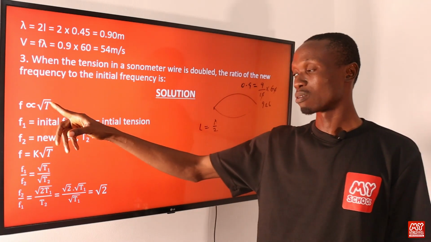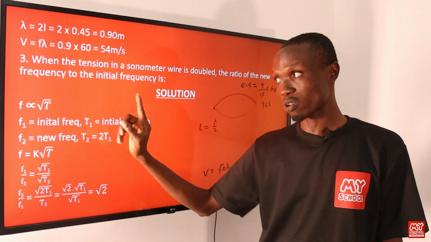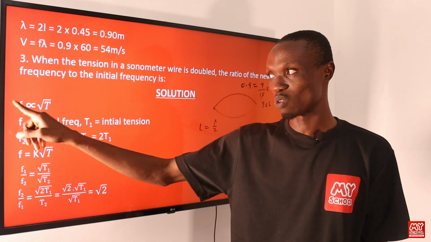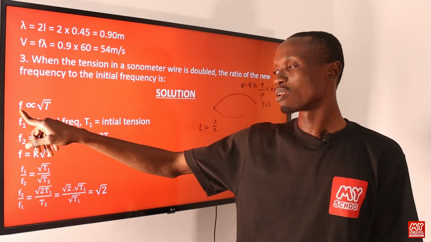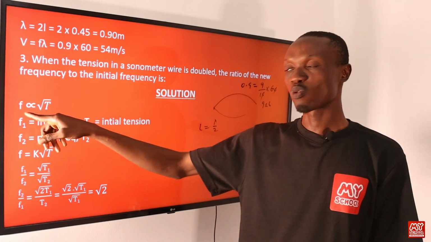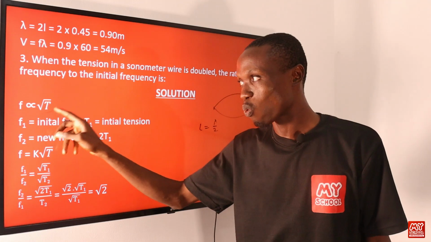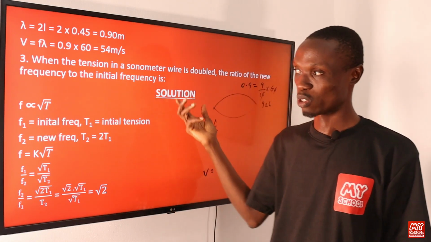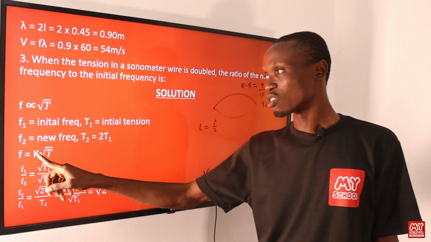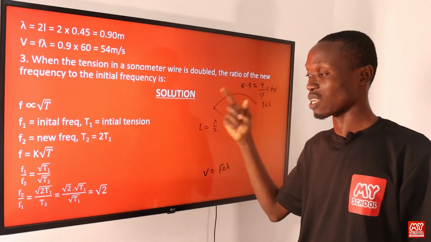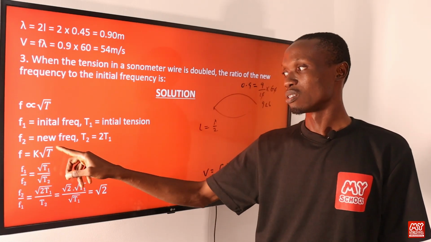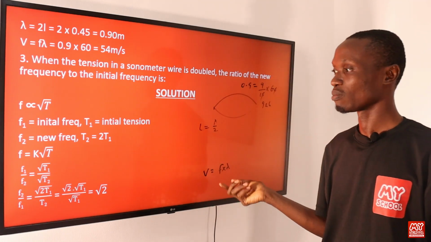So we can decide to introduce a constant. What we have here is just a relationship. We can't work with this. This is just a relationship showing us that when tension increases, frequency is going to increase. When tension reduces, frequency is going to reduce. This is not an equation, it's just a relationship. So to make it an equation, you will have to introduce a constant. By the time you introduce a constant, then this symbol automatically changes to equal to. So here F is equal to K root T.